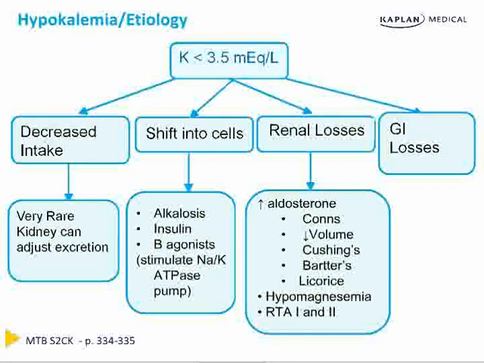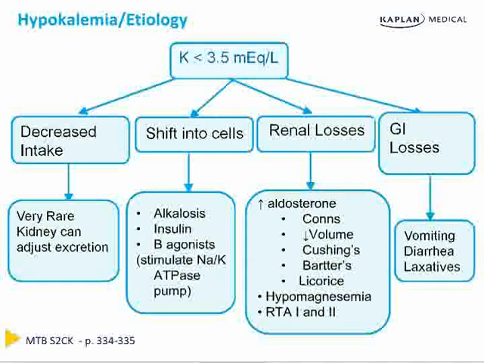The fourth and final category of etiologies for hypokalemia is GI losses. And the 3 main ways you can lose potassium through your GI tract are vomiting, diarrhea, or the excessive use of laxatives.